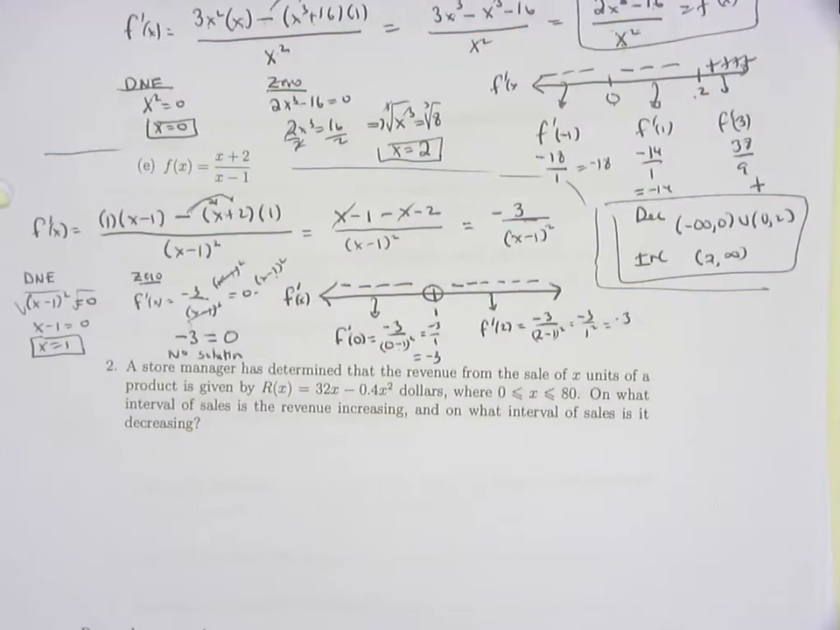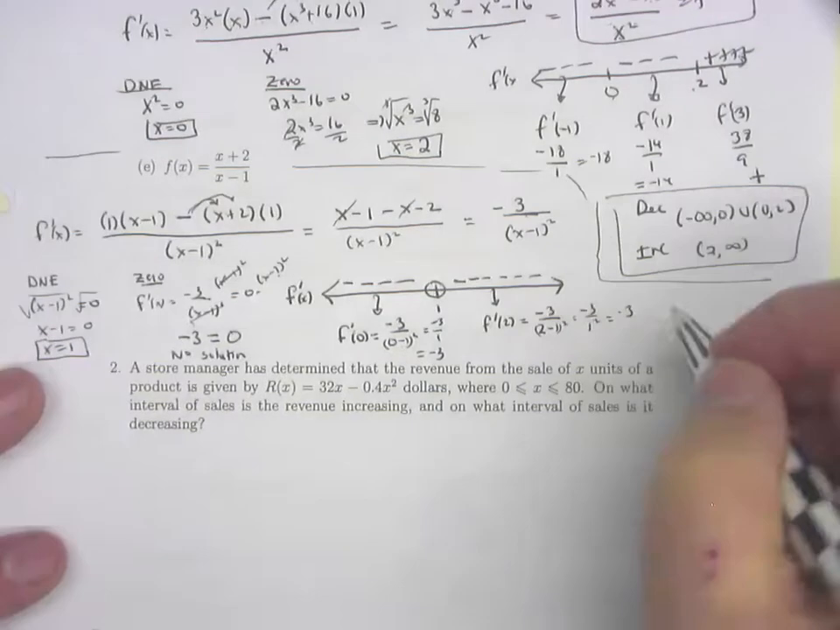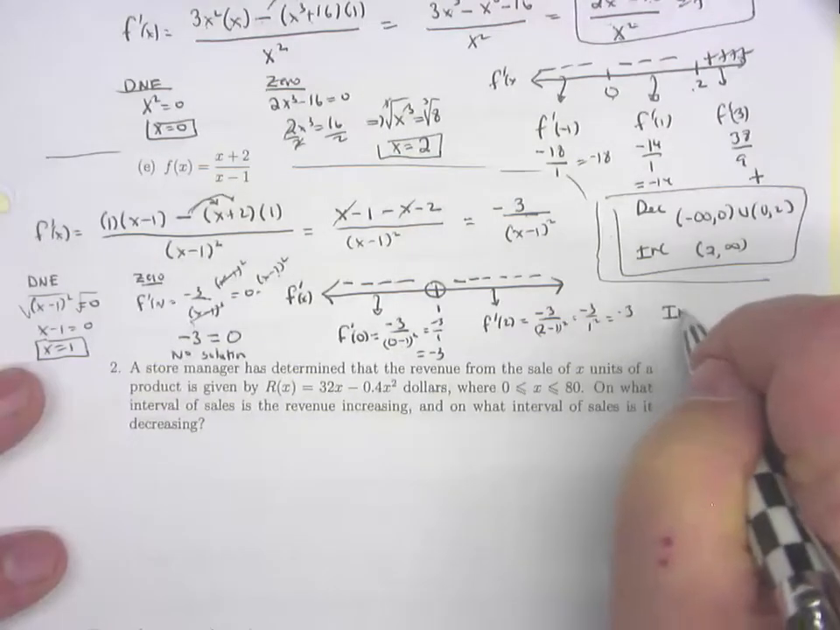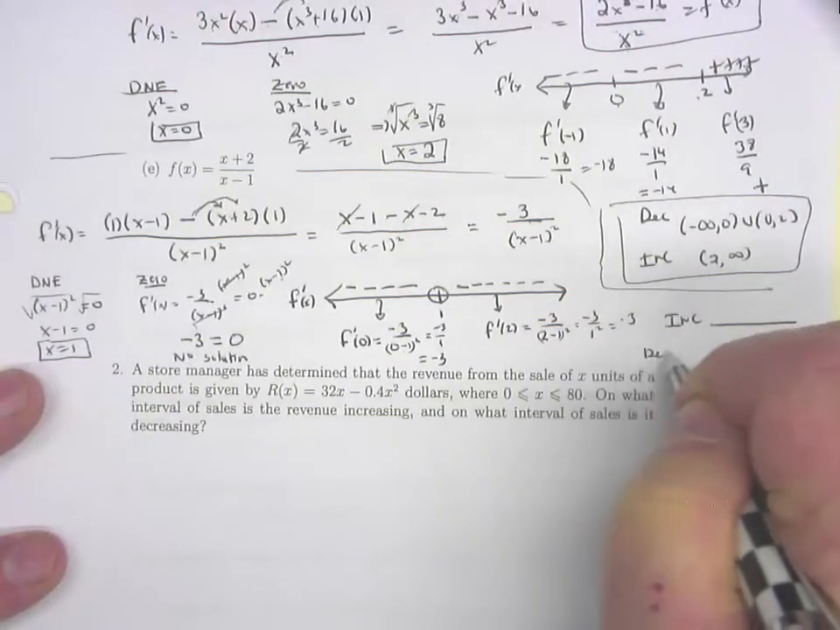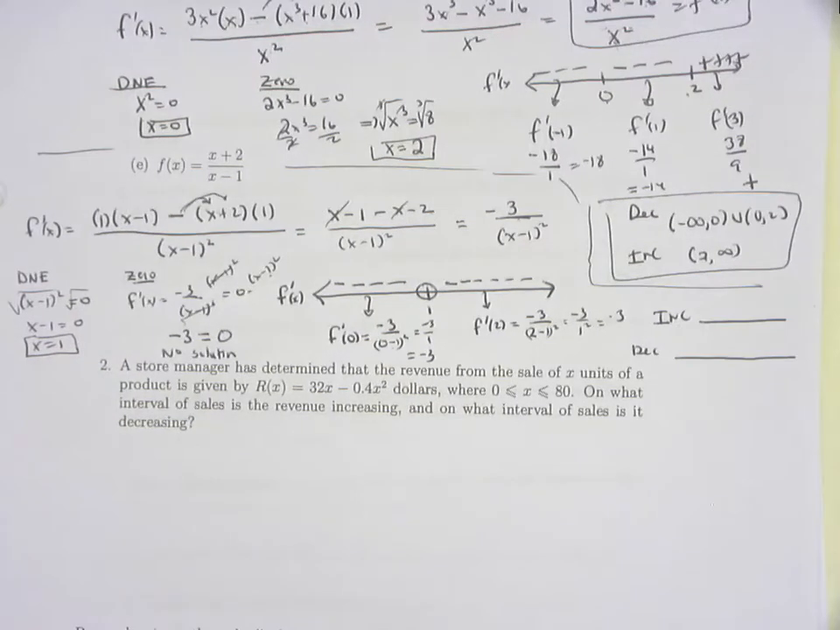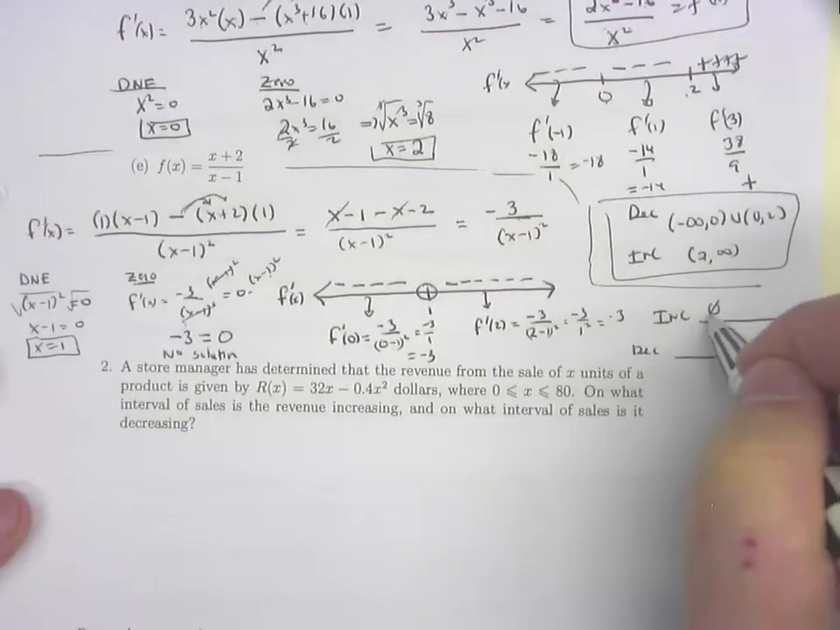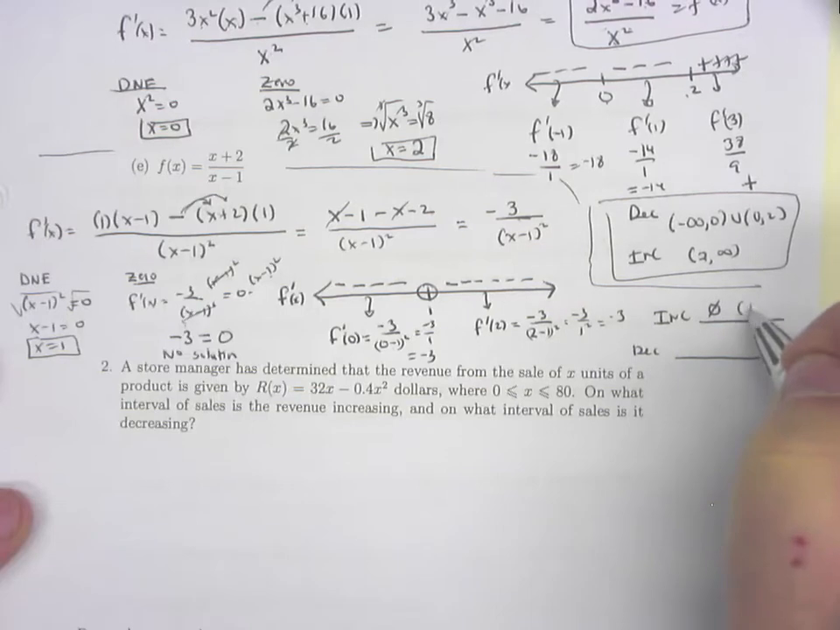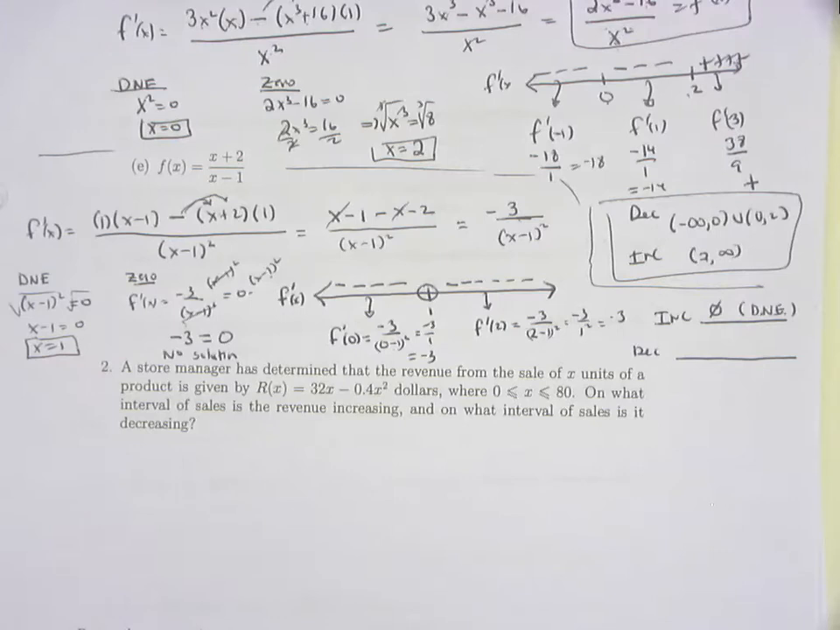In terms of my answer, they want to know what are the intervals of increase and what are the intervals of decrease. That was the question in this particular problem. Where is this function increasing? For increasing, the derivative is positive. Where's the derivative positive? Nowhere. So the symbol for that is an empty set, 0 with a line through it, or does not exist, no solution, however you want to put it in the blank there. No solution. And the symbol for that is 0 with a line through it, the empty set.